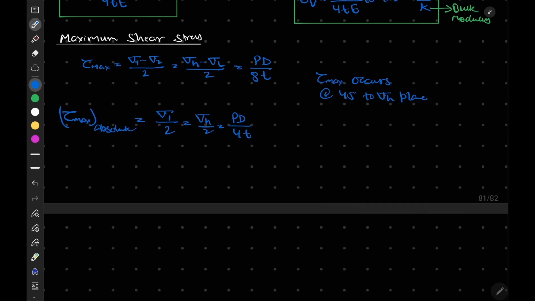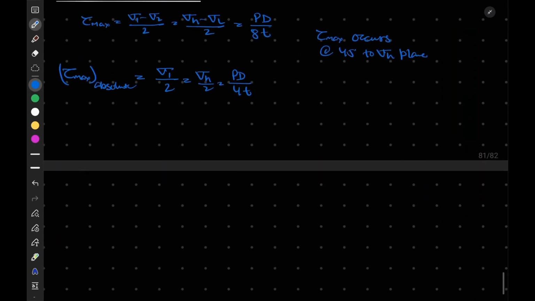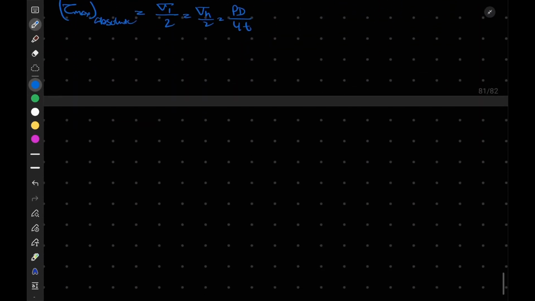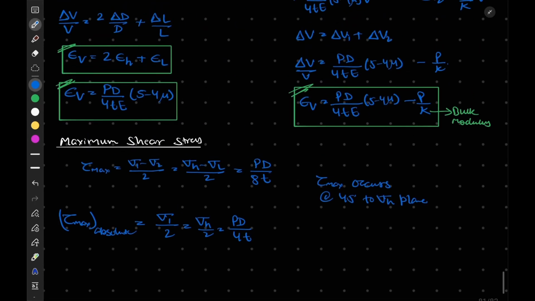Okay, so you can see here that tau max is PD by 8t and tau max absolute is PD by 4t. So you should look into the question and see what is asked, whether it is tau max or tau max absolute. Only then should you move further. With this we have completed our analysis for cylindrical shells. Now we will move to our spherical shells, or thin spheres.